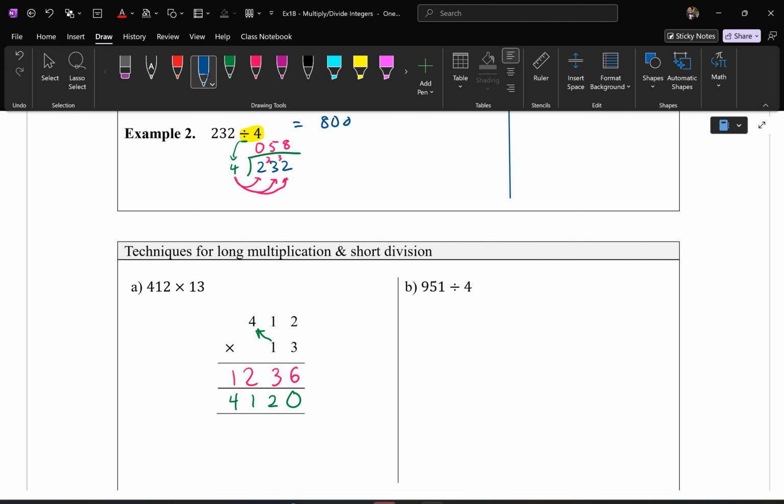Now we add them all together. So in the first line, I had 1,236. When I went into the second place, I had 4,120. Adding them together gives me a total of 6,535. This is called long multiplication.